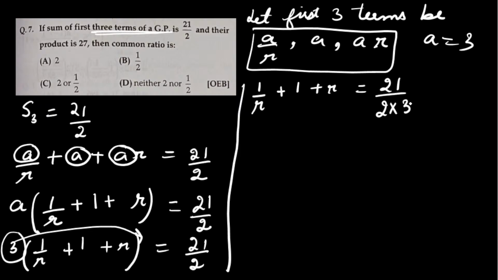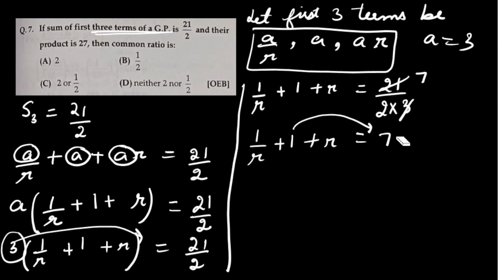This 3 and 27 we can cancel. So 3 into 1, 3 into 7. So what I have got now, 1 by R plus 1 plus R is equals to 7. So what we can do here, we can take LCM because this is like a fraction. First of all, let's shift 1 to other side. If I shift 1 to other side, or we can do this thing, let's shift 7 to this side.